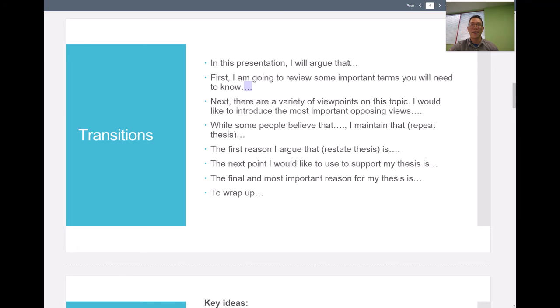parts in the essay. So thesis statement here, some important terms here, the opposing view here. Again, the opposing view, while some people believe that the opposite of your thesis statement, I maintain that, well, your thesis statement, okay? The first reason is, well, whatever your first reason is. The next point, well, that's your next point. The last point, well, that's your last point. And then to wrap up, well, you kind of restate your thesis and summarize your main 3 points again, okay?